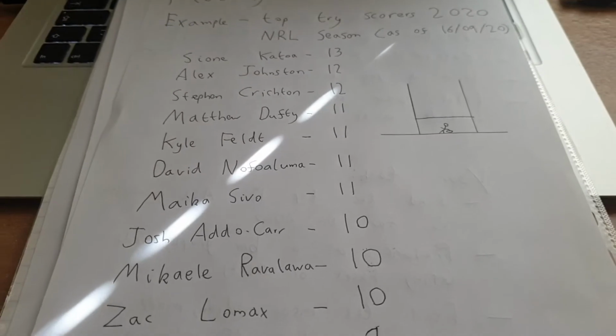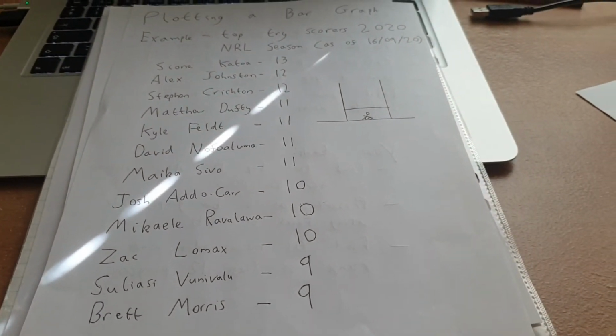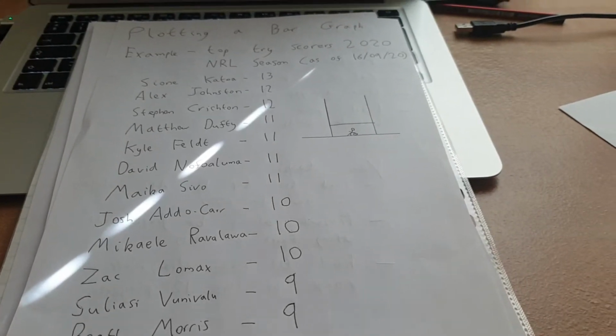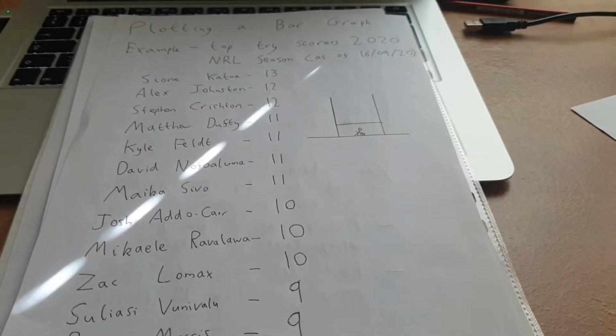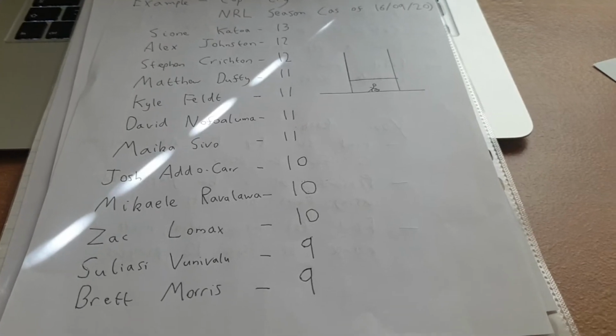So there they are. We've got the top 12 there. So Katoa, Johnston, Crichton, Dufty, Felt, and Orphaluma, who plays for my disappointing West Tigers. Sivo, Adhikar, Ravalawa, Lomax, Vunivalu, and Morris. So I'm going to plot a bar graph of these top 12 try scorers so far.